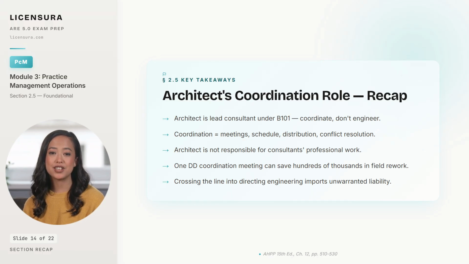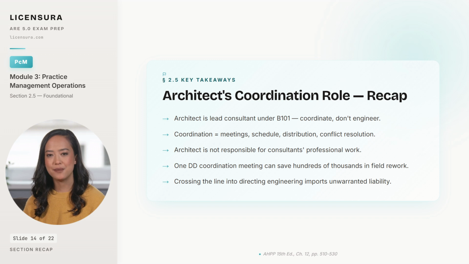Second, coordination means running the meetings, managing the schedule, distributing information, and resolving conflicts between disciplines. Operational work, not technical work. Third, the architect is not responsible for the consultant's professional engineering work. Each engineer remains responsible for its own design under its own license and insurance.